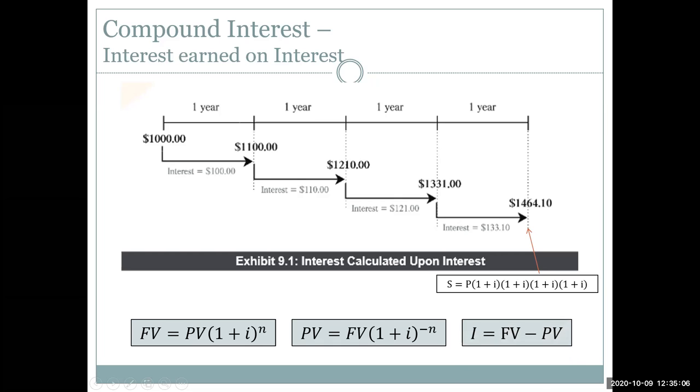And if we wanted to know how to calculate just the interest amount, well, interest amount is just the future value minus the present value. And that would be the total interest across the entire period.